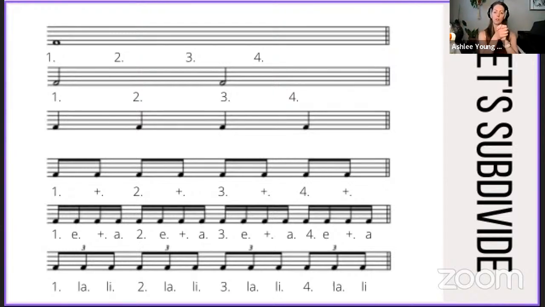1, 2, 3, 4. 1, 2, 3, 4. 1, 2, 3, 4. 1 and 2 and 3 and 4 and. 1 E and a, 2 E and a, 3 E and a, 4 E and a. 1 lolly, 2 lolly, 3 lolly, 4 lolly.